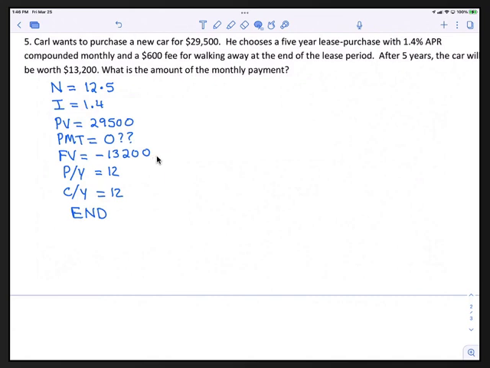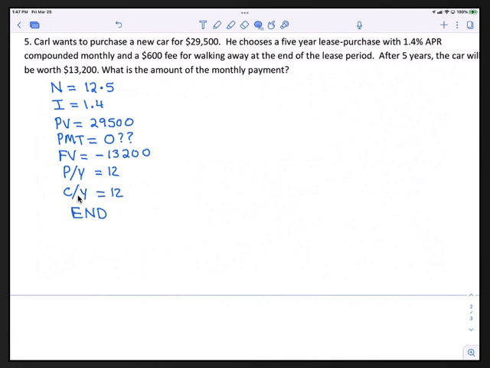Now let me explain that. The reason why it is negative is because at the end of this lease, you are turning the car back in. Now the car is worth $13,200. If you were able to keep the car, you could actually sell it for $13,200. But because you're turning the car back in, you are losing that potential. So you're losing $13,200, and that's why it's negative.